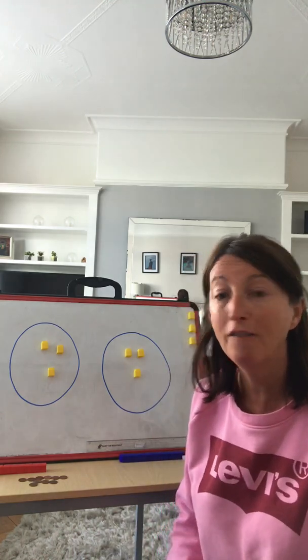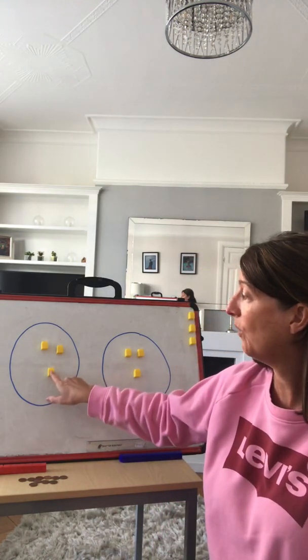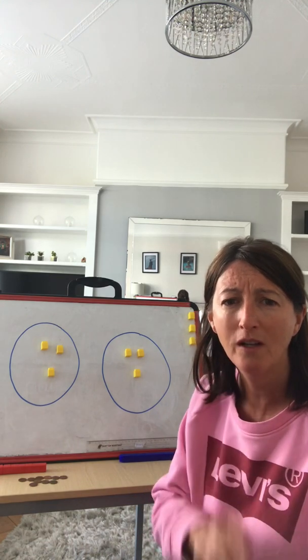So I had 6 to start off with. 6, you could do it like that. And if I split them in half, half of 6 is 1, 2, 3. Half of 6 is 3. So we know that half of 2 is 1. Half of 4 is 2. Half of 6 is 3.